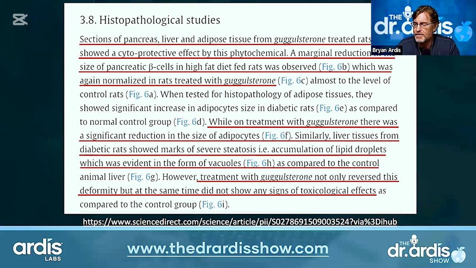Similarly, liver tissues from diabetic rats showed marks of severe steatosis and accumulation of lipid droplets as compared to the control animal liver. However, treatment with Guggulsterone not only reversed this deformity, but at the same time did not show any signs of toxicity. You know anybody with a fatty liver? You know anybody with a beer belly? They should be on Guggulsterone. It shrinks fat cells and liver cells.